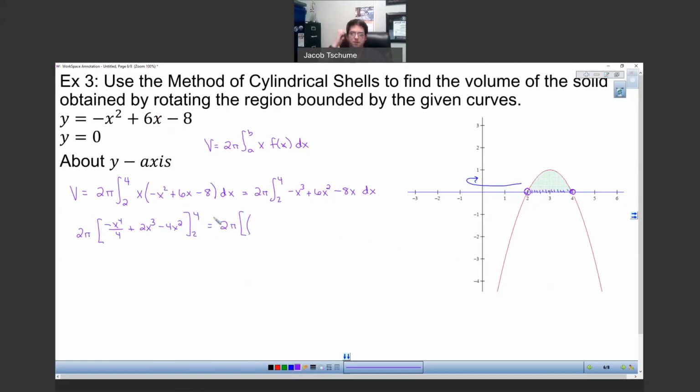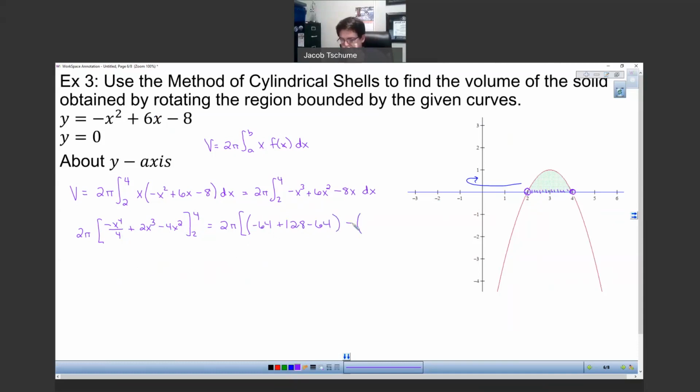All right, so this would end up being 2 pi times. So go through and plug 4 into all of your formulas. So let's see, 4 to the 4th over 4 is the same thing as 4 cubed. So that's just negative 64. 4 cubed is 64 times 2 is 128. And then 4 squared times 4 is 4 cubed. So that's minus 64.